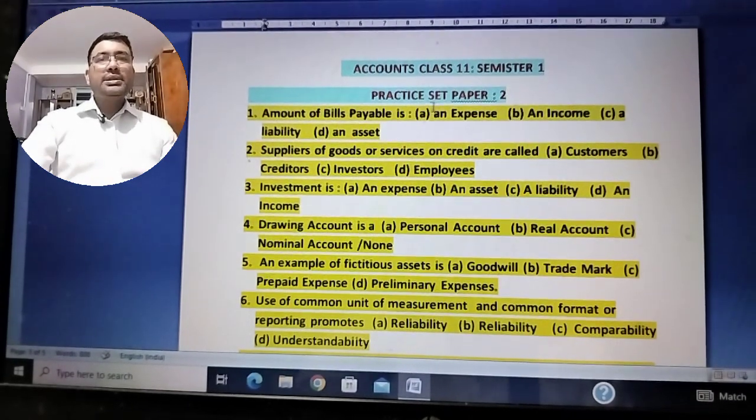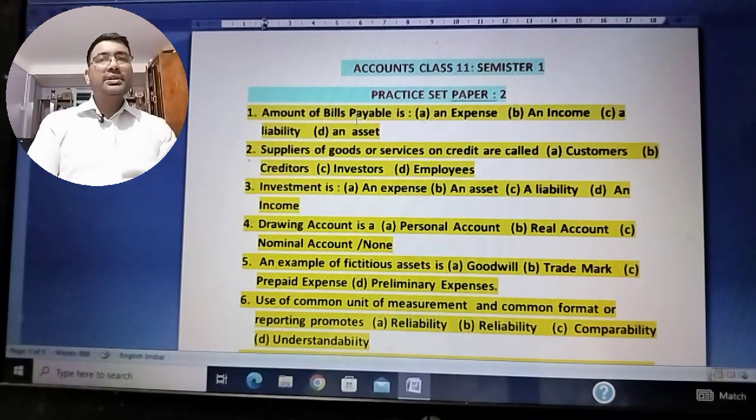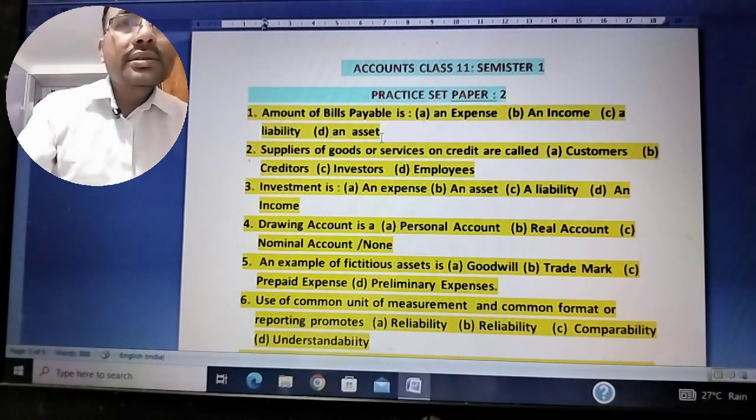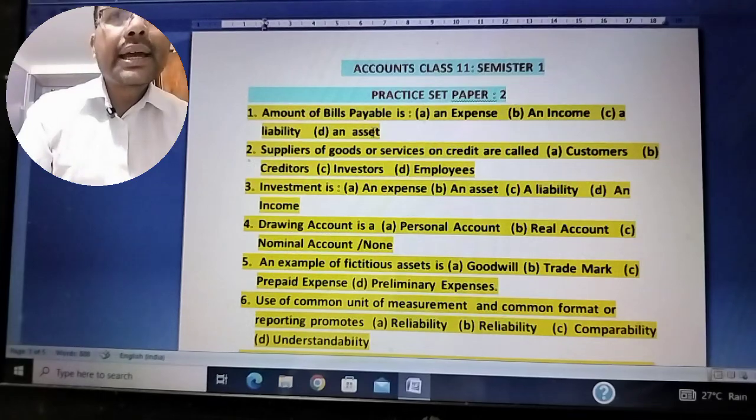Amount of bills payable is an expense, an income, a liability, or an asset. So bills payable, the word itself is payable. So something payable is always a liability. Interest payable, rent payable, whatever payable, that is, you have to discharge to someone. So it is always a liability. So the correct answer is D. It is better if you get ready with a paper and a pen to mark the answers.